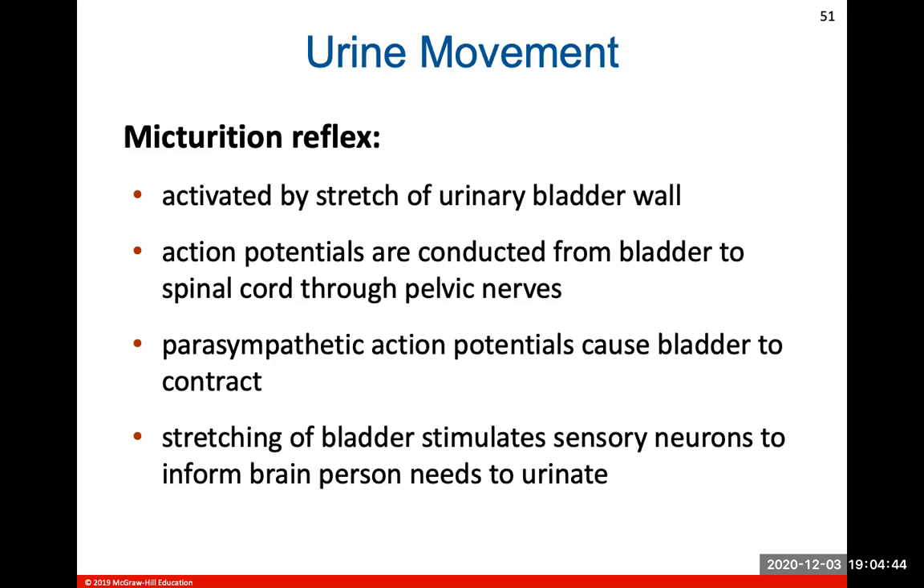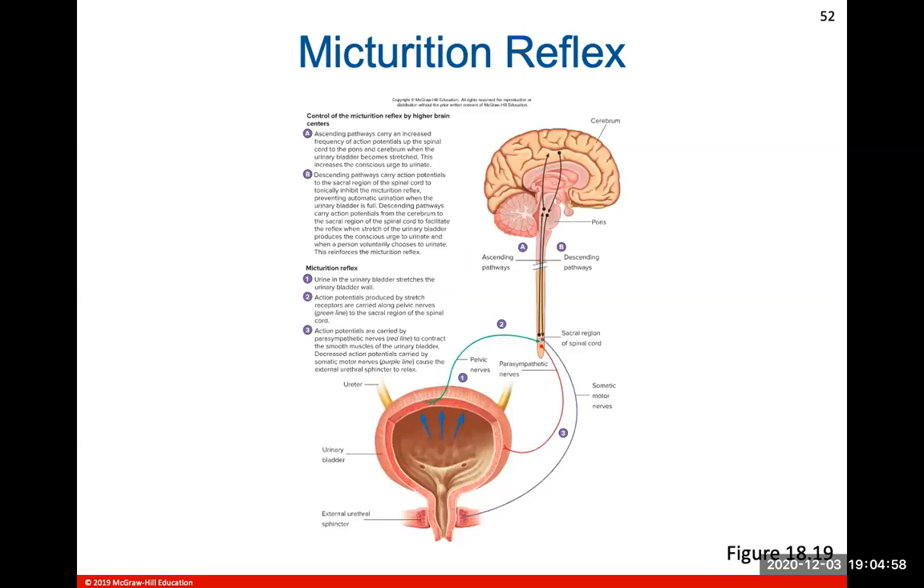Action potentials are conducted from the bladder to the spinal cord, and parasympathetic action causes the bladder to contract. The stretching of the bladder will stimulate sensory neurons to inform the brain that the person needs to urinate. So this is an involuntary response due to the parasympathetic system. But again, you're probably thinking, well, I control when I urinate. What is a voluntary response is that the external urethral sphincter is under voluntary control.